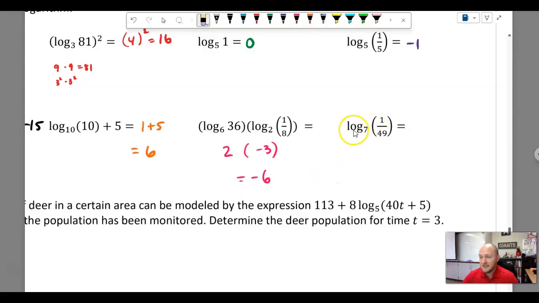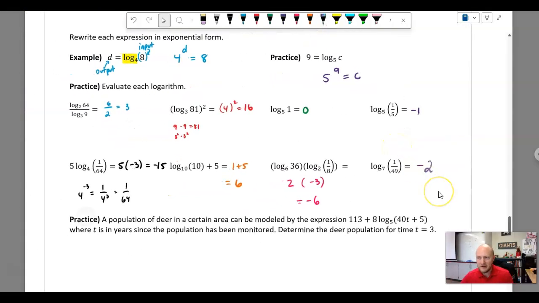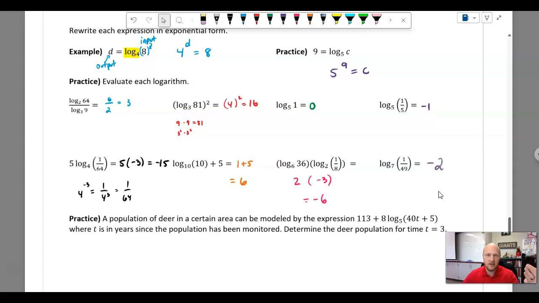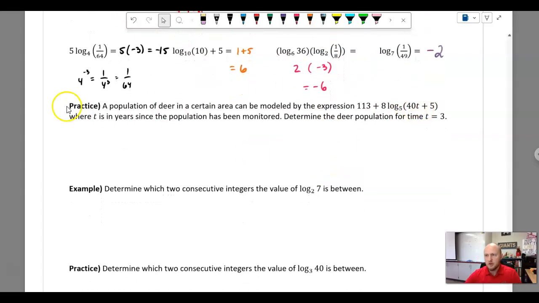Okay, and then log base 7 of 1 over 49, and this is going to give us -2. So hopefully, hey, logarithms, not too bad if you think about them from the frame set of an exponential function. All right, here is a context question about where you can see logarithms, and they want you to evaluate.